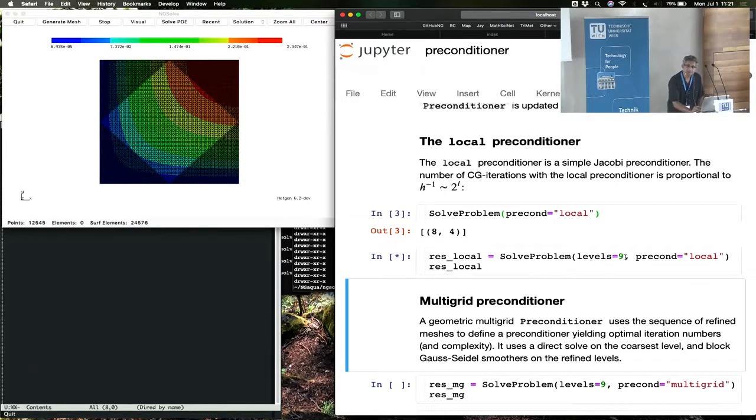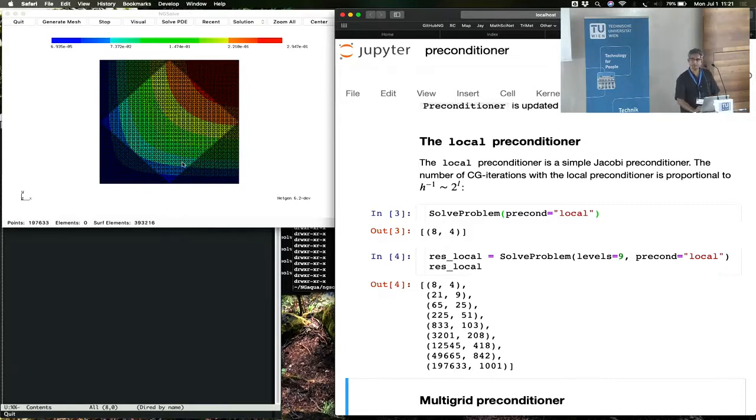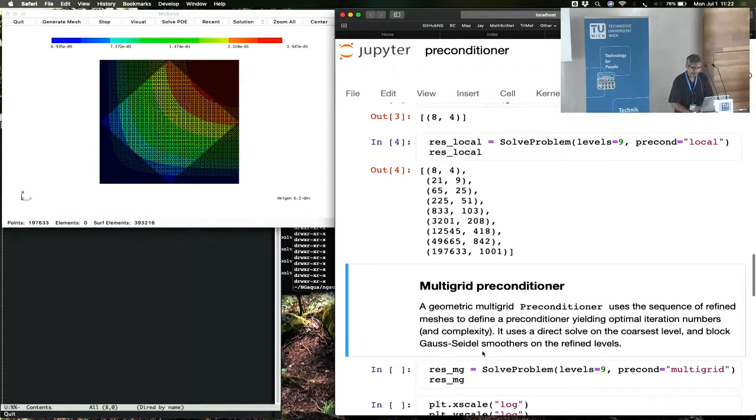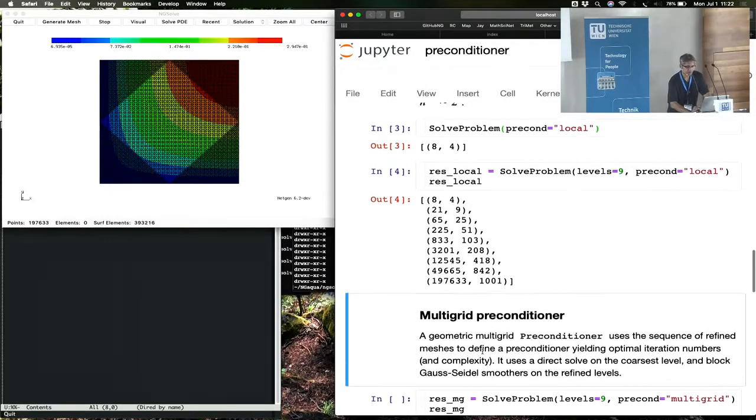Now if you do 9 levels of refinement, it has become a larger problem. You can see that the mesh has become much finer. Okay, so we've solved on 9 levels, and you see the results from the 9 levels. From 8 degrees of freedom, we've gone to 200,000 degrees of freedom. And the number of iterations that conjugate gradient performed are also increasing, from 4 to 9 to 25 to 50. Looks like the number of iterations are increasing by a factor of 2, whereas the degrees of freedom are more or less increasing by a factor of 4. All right, so keep in mind this local preconditioner.